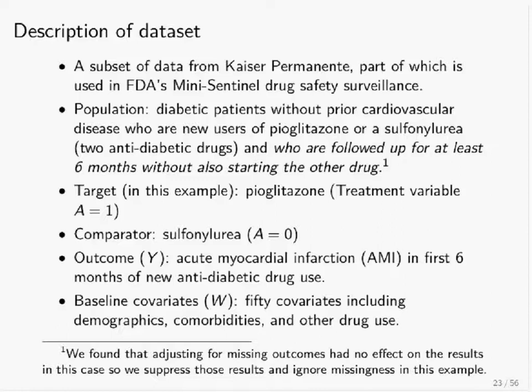The outcome is just a binary outcome: myocardial infarction in 6 months. There are a bunch of baseline covariates, 50, including demographics, comorbidities, other drug use, and so on.